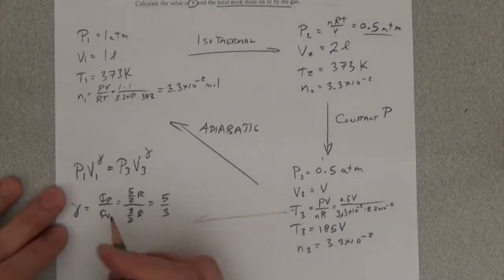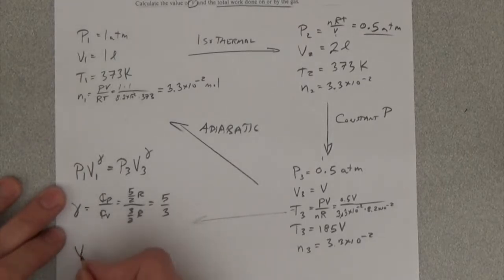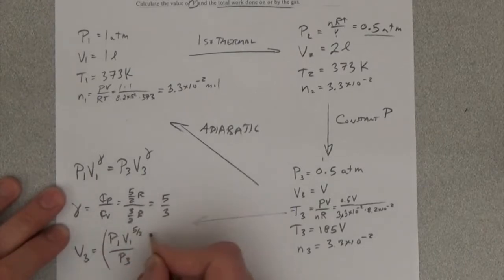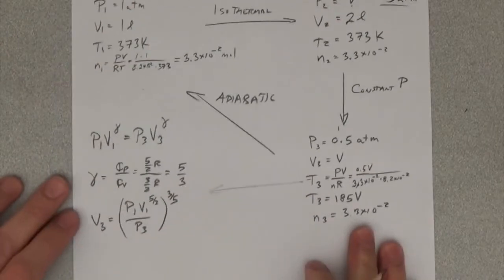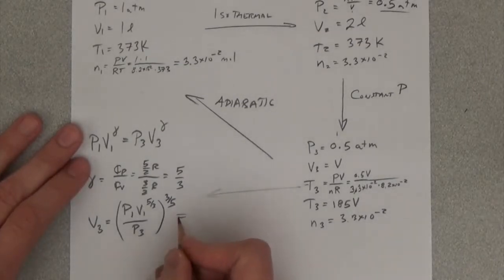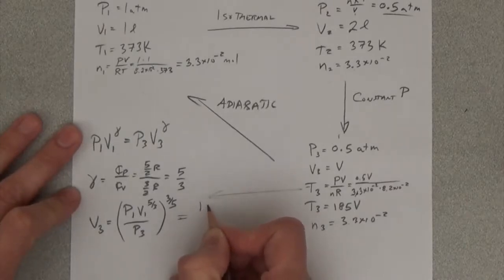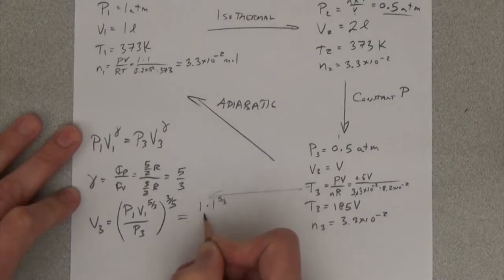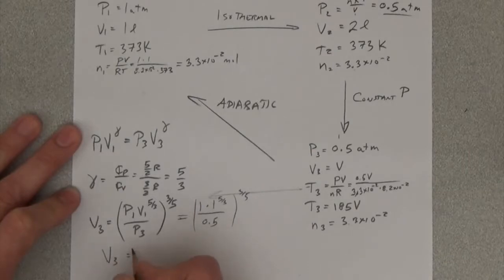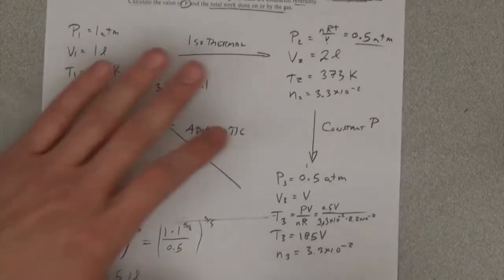Or V3 is equal to P1 V1 to the 5/3 divided by P3 raised to the 3/5, is equal to 1 times 1 to the 5/3 divided by 0.5 to the 3/5. V3 is equal to 1.51 liters.